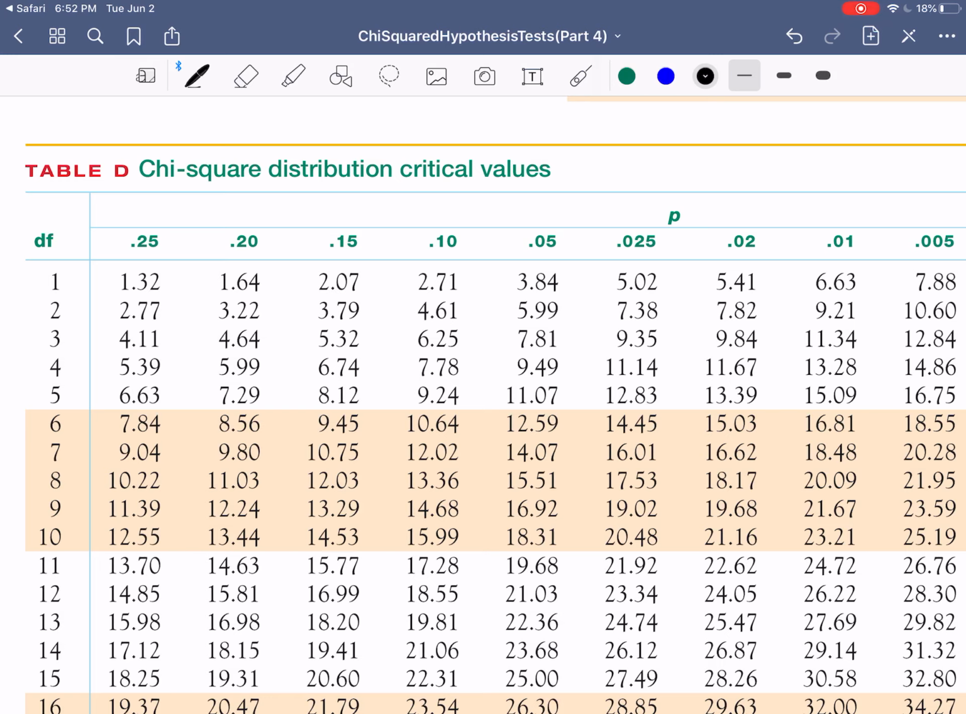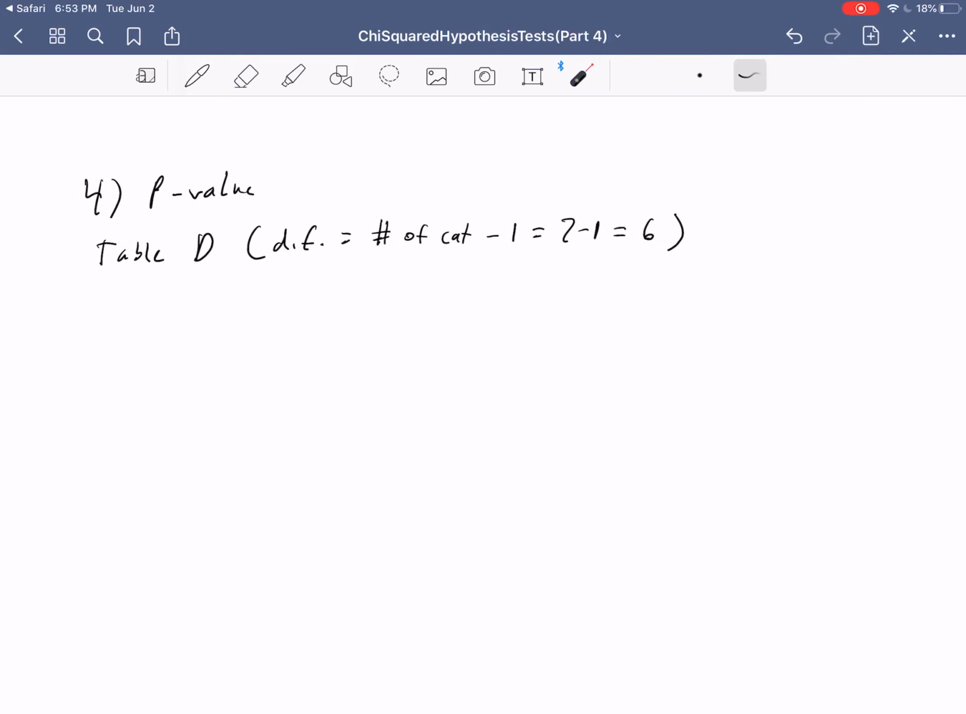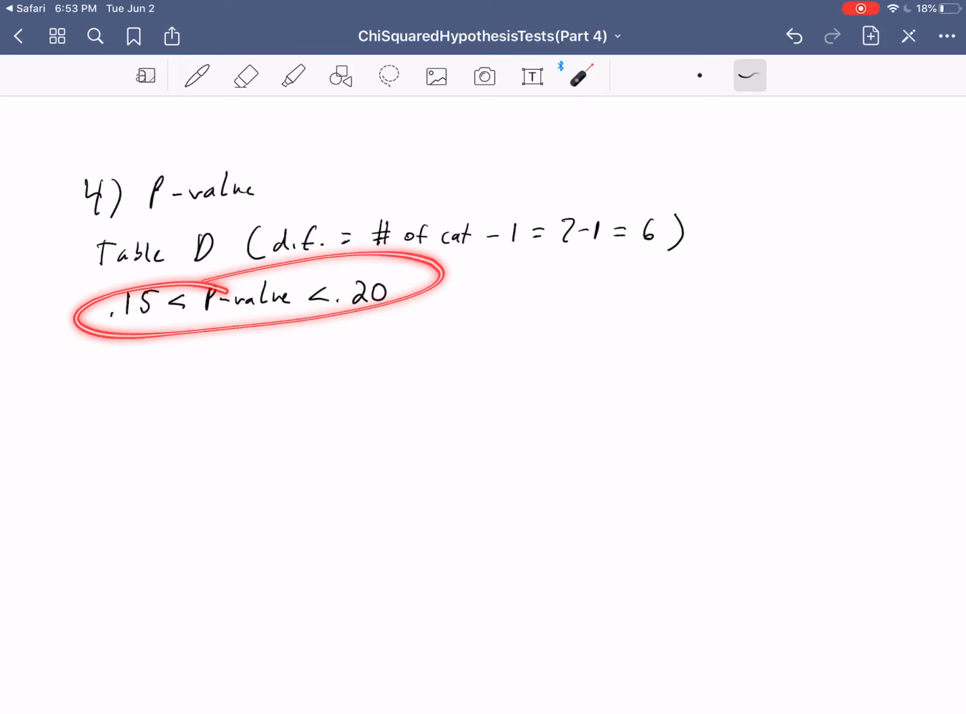So if we do that, 8.74 is going to put us right here between that 8.56, just over that, but below that 9.45, excuse me. And that means that our p-value is going to be somewhere between that 0.20 and 0.15. So that tells us that 0.15 is less than the p-value, which is less than 0.20. So there's our p-value there.